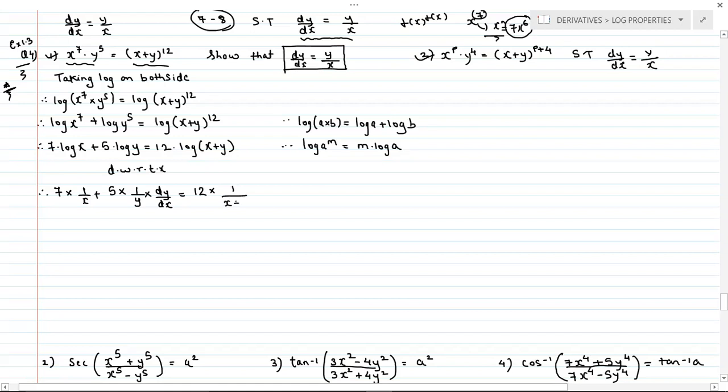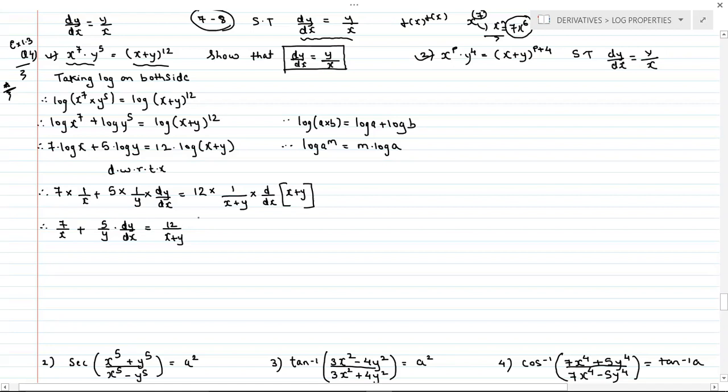So this will be 1 upon x plus y. The derivative of log x is 1 upon x, but here x is replaced by some other term, so this will be d upon dx of x plus y. Then after this, 7 into 1 upon x gives 7 upon x, plus this part will be 5 upon y into dy by dx. Here it is 12 upon x plus y.